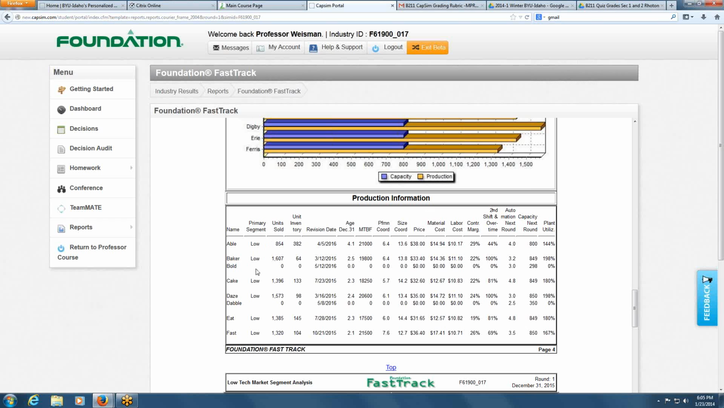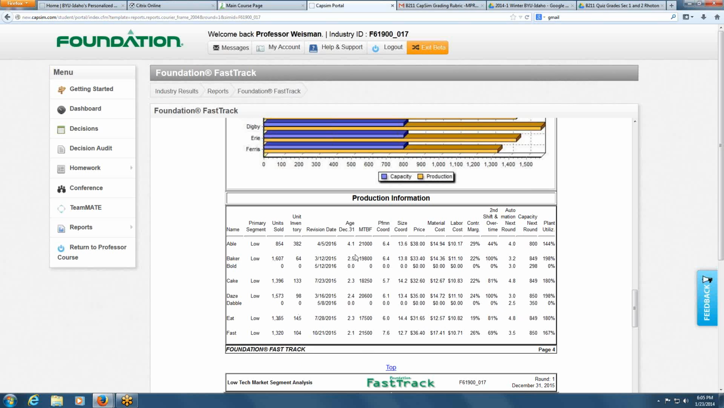So this is Baker sold 1,607 units. When me, Andrews, or Baldwin, I only sold 854 of my Able. So how come I didn't sell more? That's the question. How come I didn't sell as much as all these people right here?